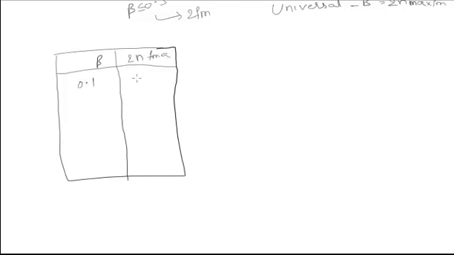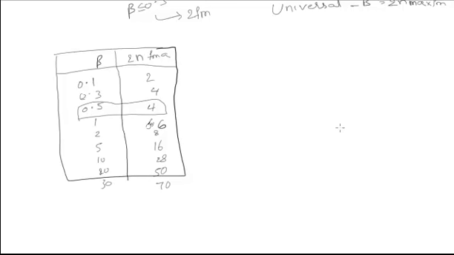If beta is 0.1, the 2n max value is 2. If beta is 0.3, the 2n max value is 4. Now from this table you can get the values of 2n max. For a given beta value, if you substitute these values, you will get the bandwidth. And for a beta value of 0.5, you are going to have a 2n max value equal to 4. This is the most widely used value.